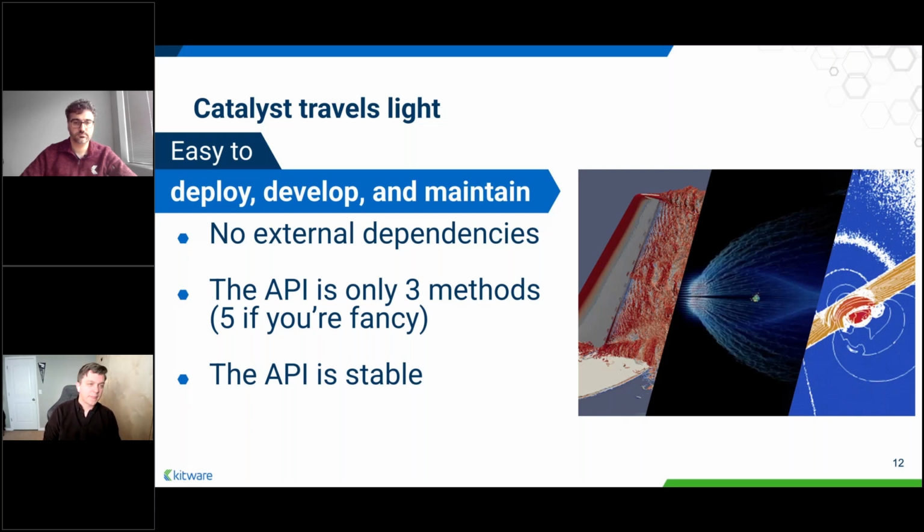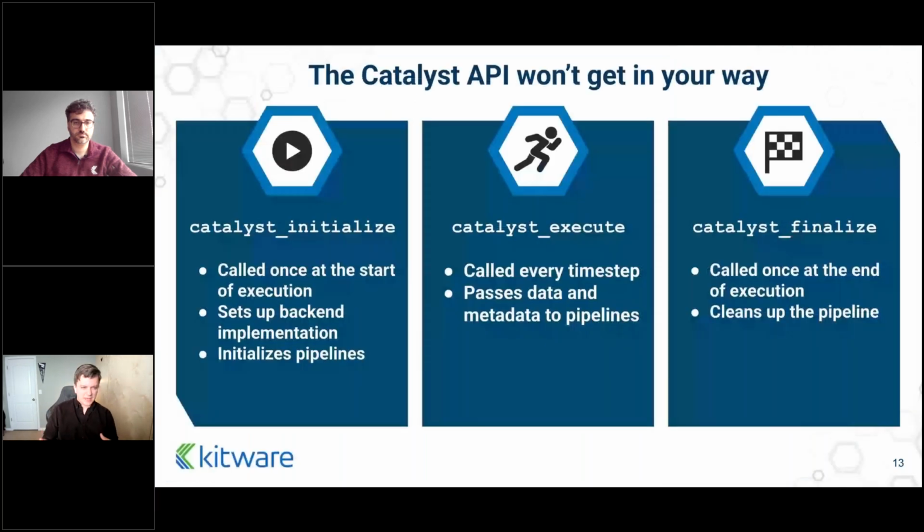Now let's talk about that API. Like I said, there's really 3 methods within the Catalyst API. We have an initialize, an execute, and a finalize. Initialize and finalize happen once during your simulation. One sets up pipelines, connects to that back end for you, as well as allows you to pass in various runtime parameters. Finalize similarly cleans up pipelines at the end of your simulation run.